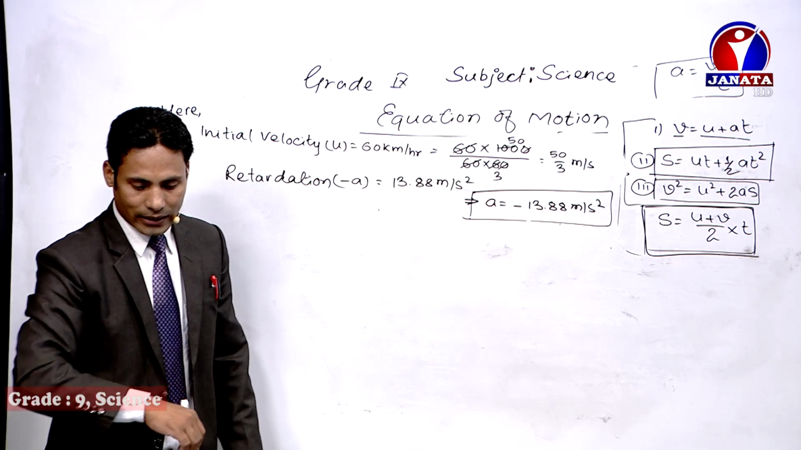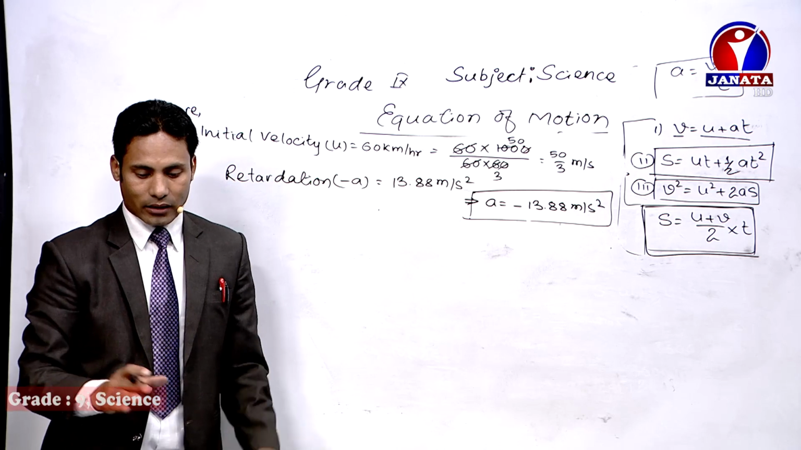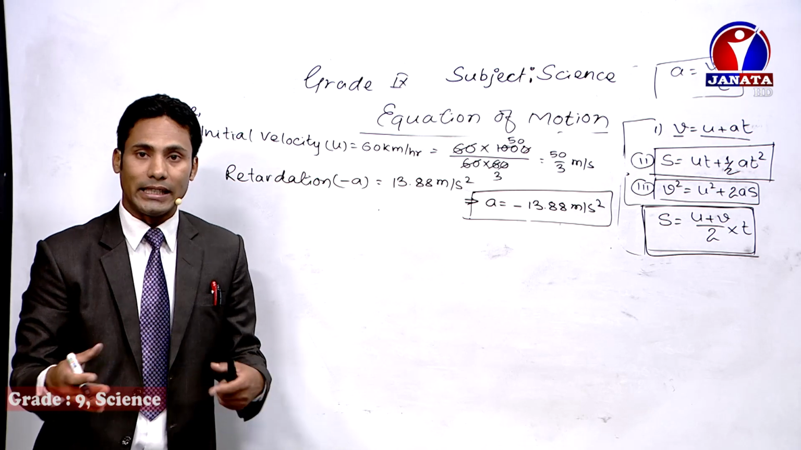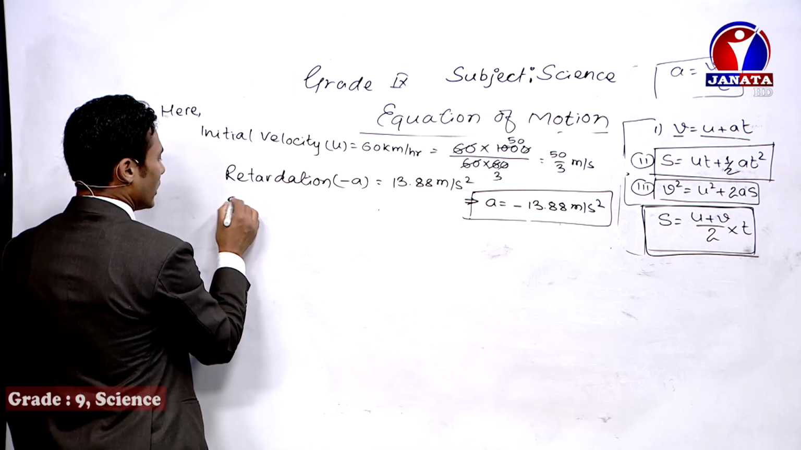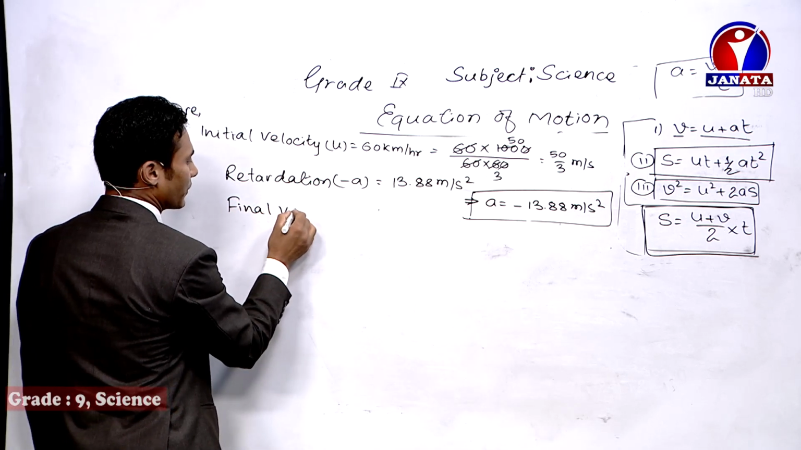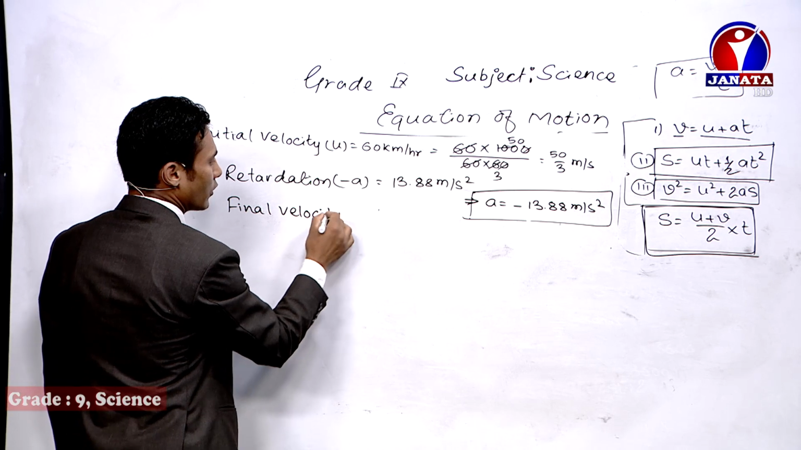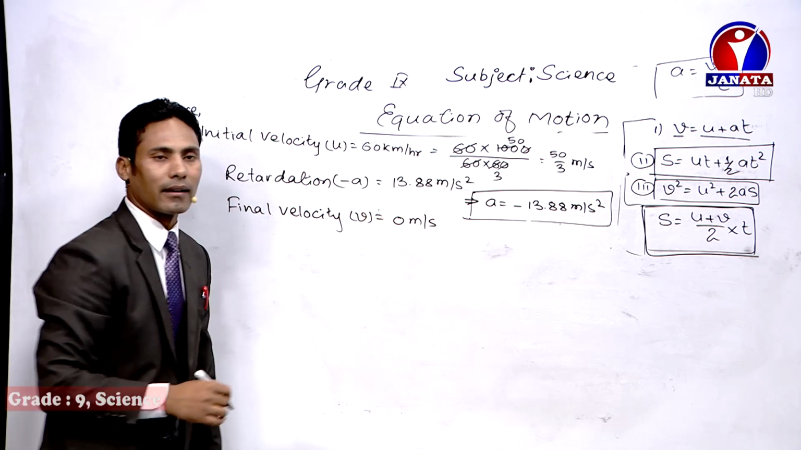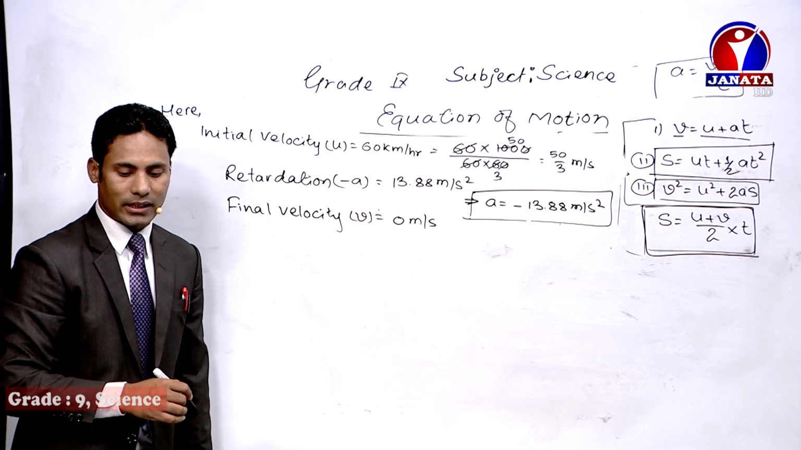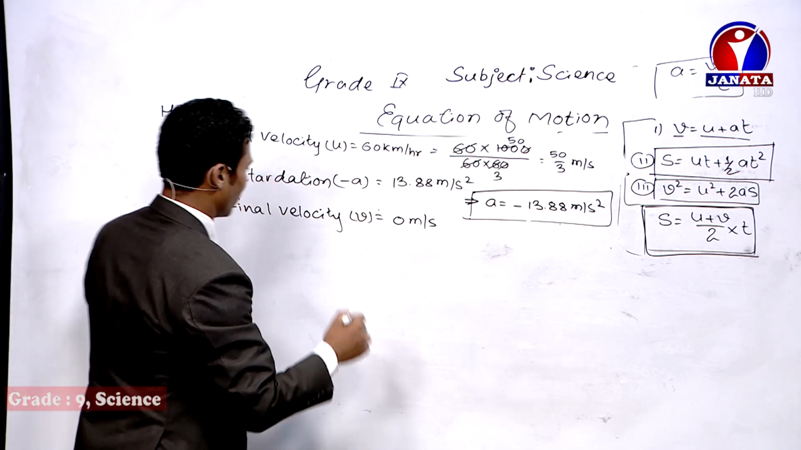Then we need to calculate. The brake is applied over there. Again, the hint given is over there. Final velocity will be 0 meter per second, right? So final velocity, the symbol is v equals to 0 meter per second. We need to calculate the distance covered and the time taken, right?